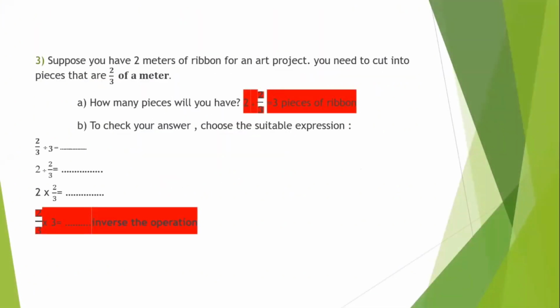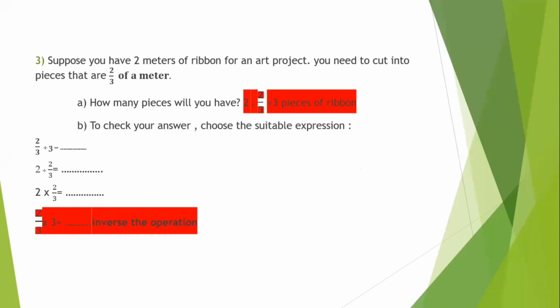3. Suppose you have 2 meters of ribbon for an art project. You need to cut into pieces that are 2/3 of a meter. A, how many pieces will you have? That means I'll divide 2 by 2/3. It will be 3 pieces of ribbon.